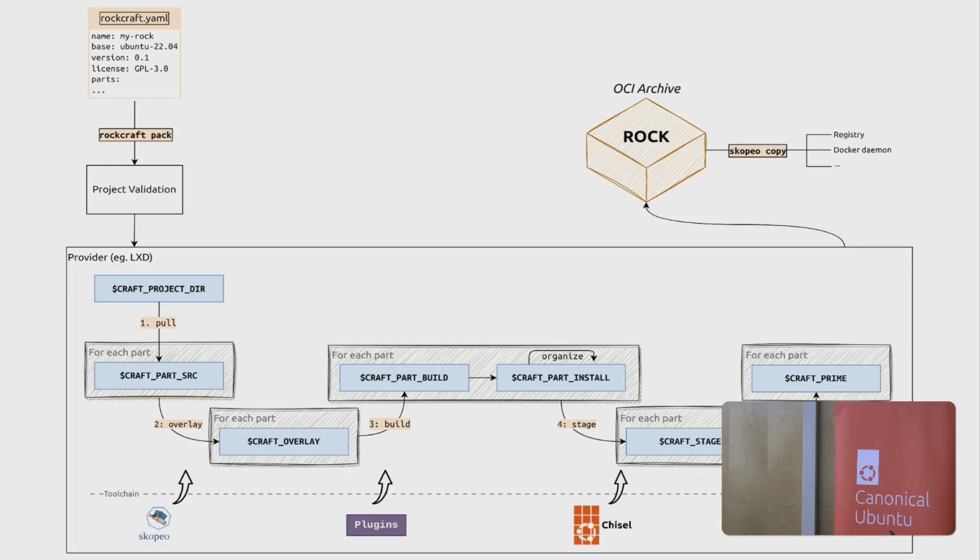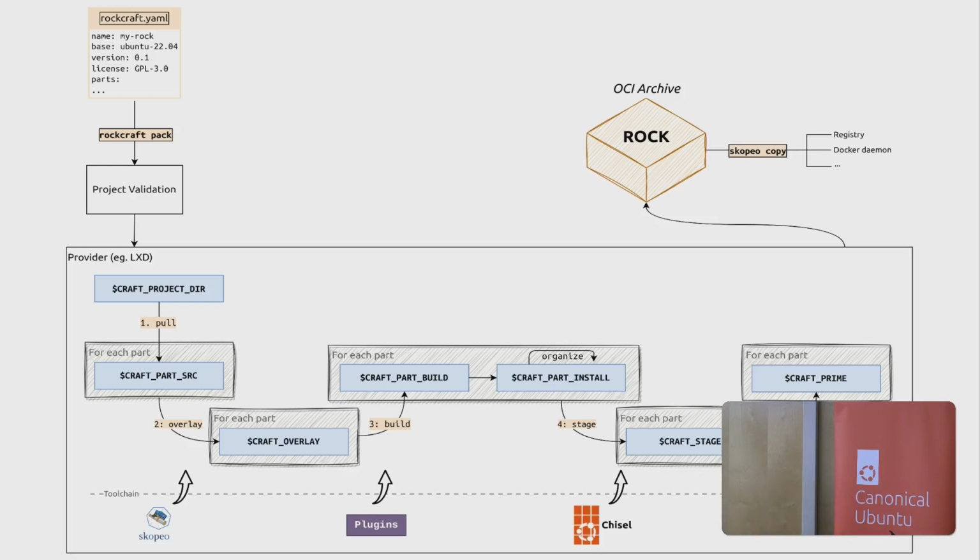But then you have the build. So you pulled everything you needed for the build, whether that's a source from GitHub or a package from somewhere. You build your source code, in our case, Python application. You stage that compiled application or whatever you have to stage there. And finally, you can even select what gets into your final image. You can prime from that staging environment what gets into your rock.